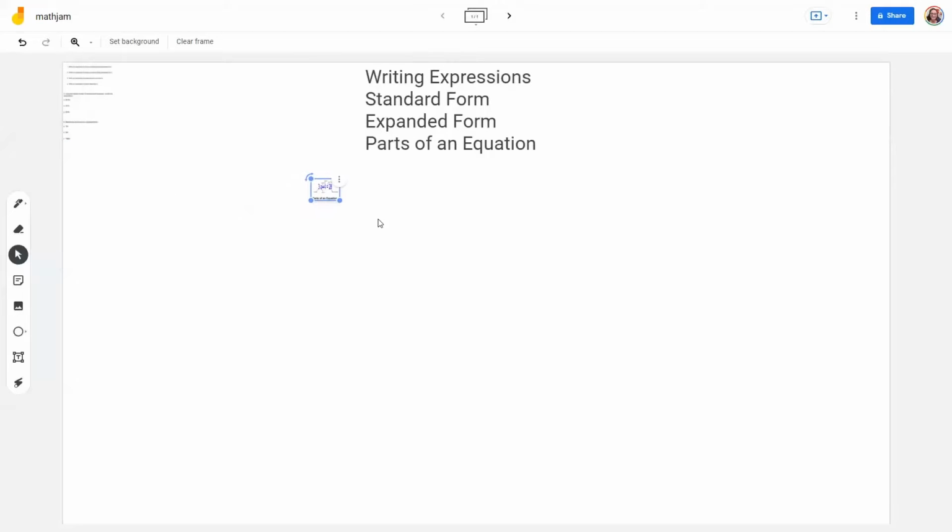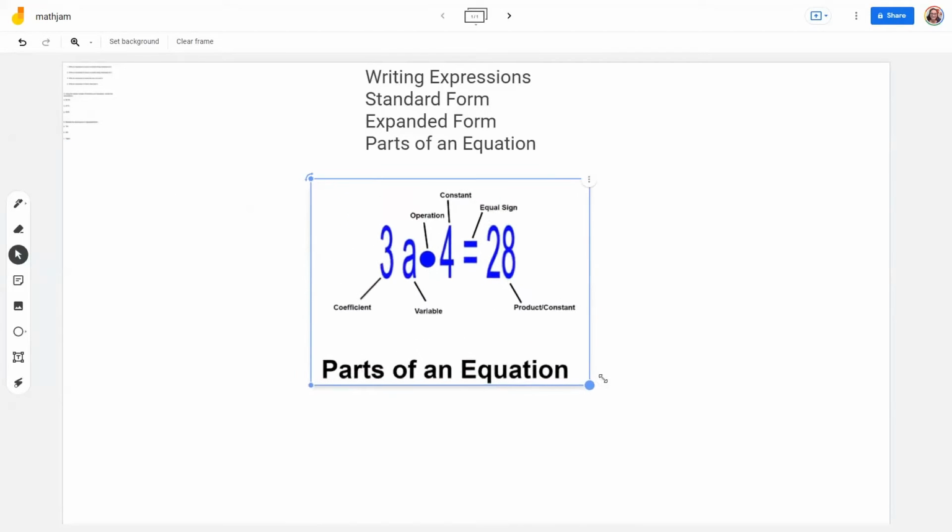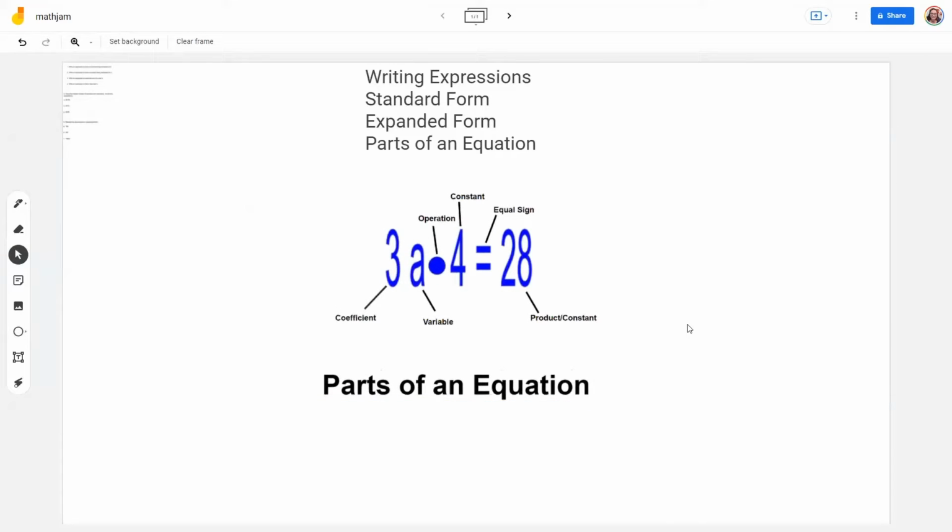All right, so let's get our parts of equations open here. So the parts of the equation. You take a look at this number here. So this is our coefficient. That's that number that comes right here first. It's followed by a variable. So that variable is the letter A, because remember, we don't know what A equals. So we're going to call that a variable. This dot right here, well, we know that that can equal multiplication. So that's our operation. We've got two things here that can be called a constant. So that's our 4 and our 28.